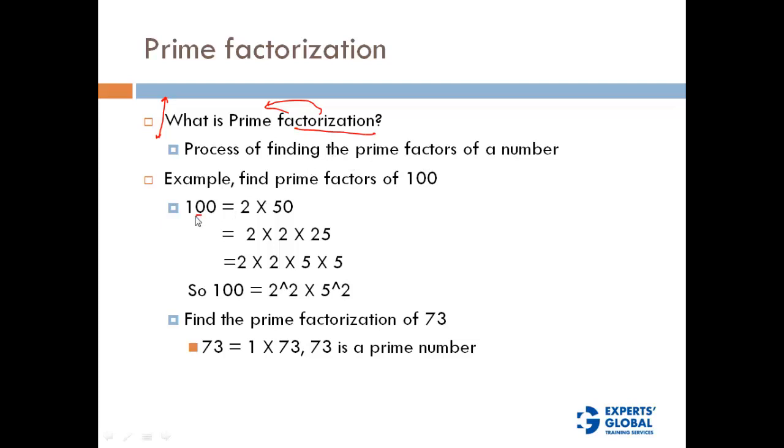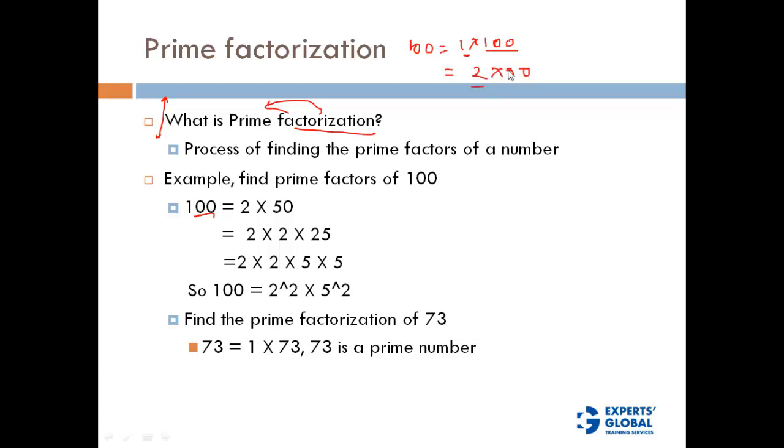Okay, so let's say 100. 100 we can write as 1 into 100, right? Are both these numbers prime? No. So that means 100 is composite. That means 100 can be split further. So let's split it further. What we do is, we don't have to write the 1, it will always be there. So we write it as 2 into 50.